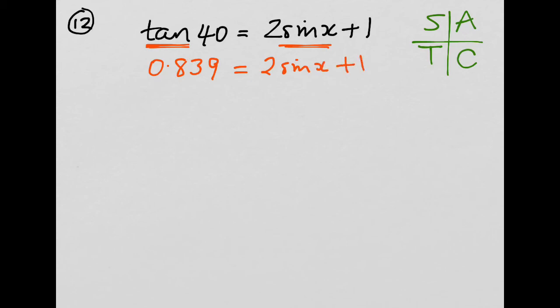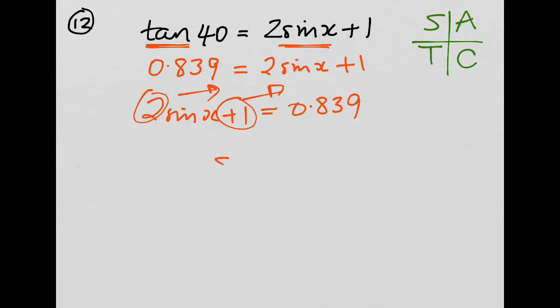Right, now I've got to try and solve this. So get the 2 sin x plus 1 on the left hand side, the 0.839 on that side, so I've just swapped them about. Now I'm going to take the 1 over, then I'm going to take the 2 over. That's going to give me sin x equals something, and it will be a negative number. Then I can use my calculator to get x. Sin being a negative number, it's going to be in these two boxes here, which is 180 plus and 360 minus.